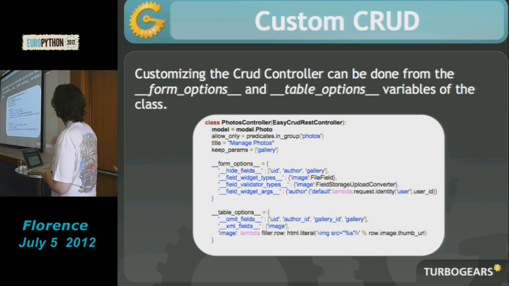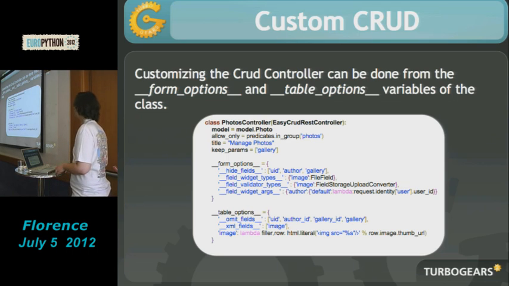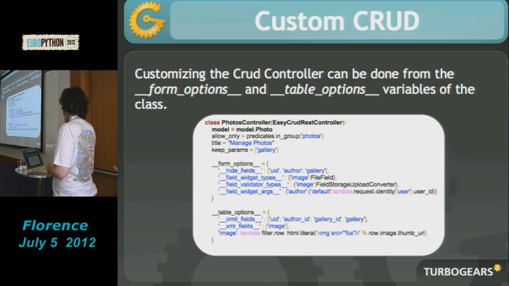And we are telling it that the image field has to be of type file field, because we actually want to upload a file. We want to tell it that it has to be validated against a field storage upload converter, which simply means that it will check that it is actually a file and not that someone tries to submit strange data to our controller. And we want to tell it that the author of our photos, by default, is the user that is currently logged in.